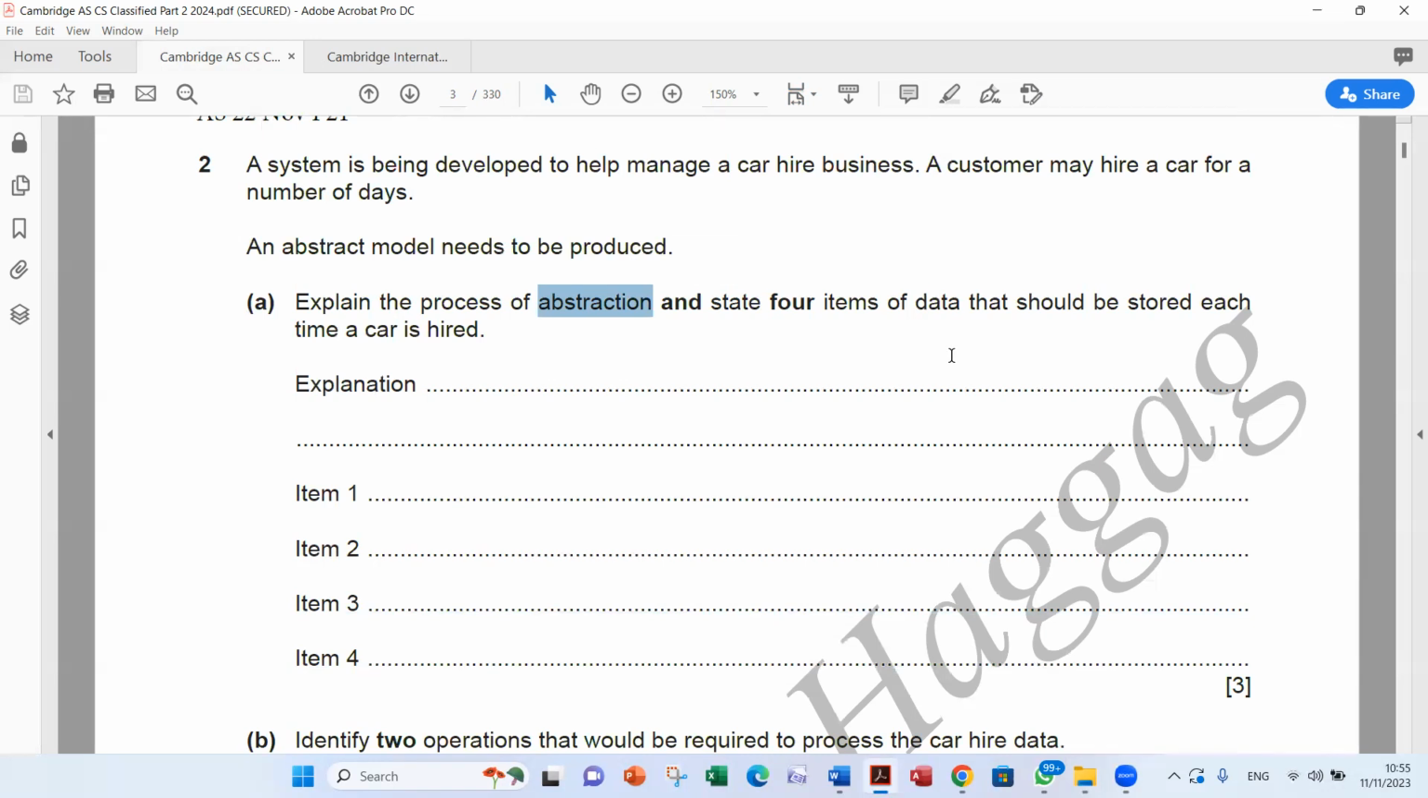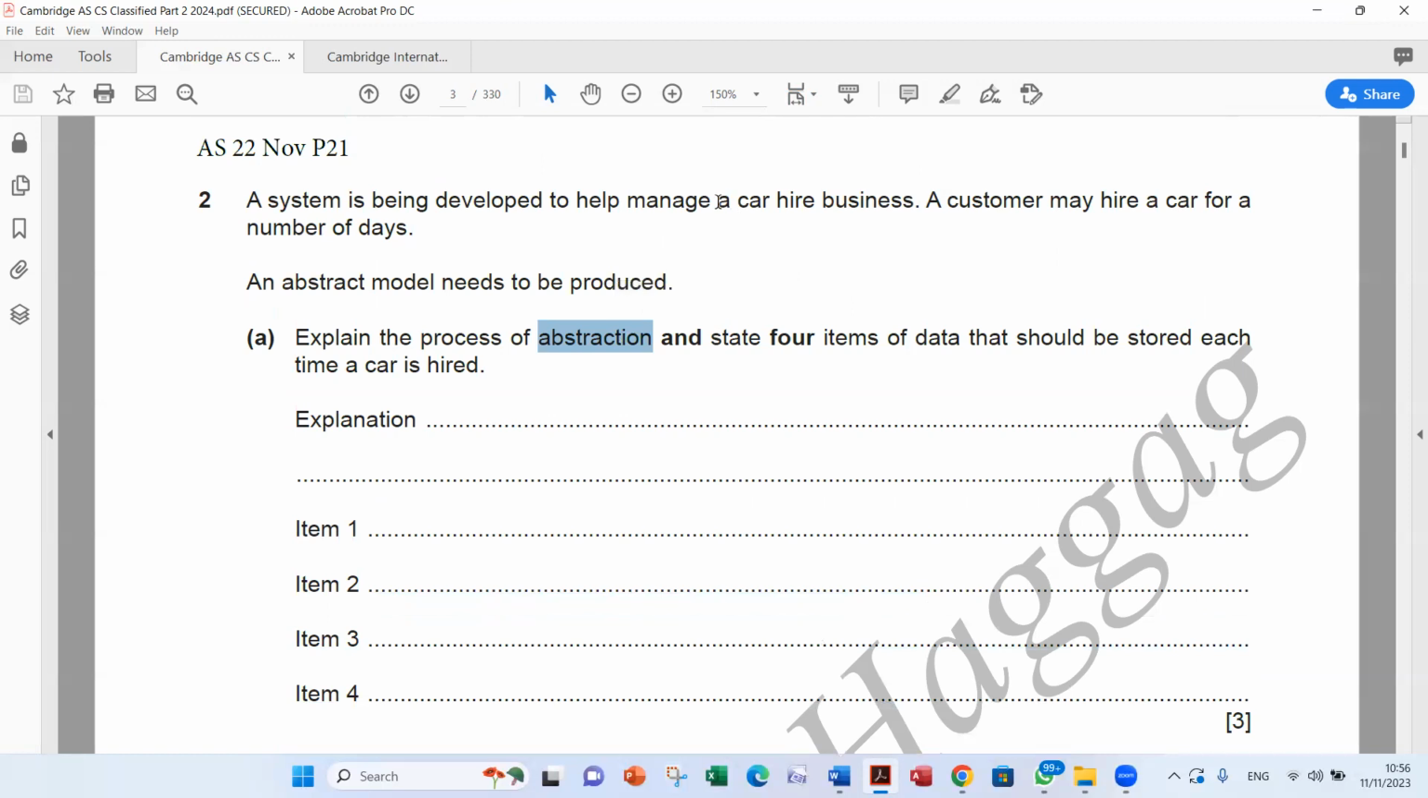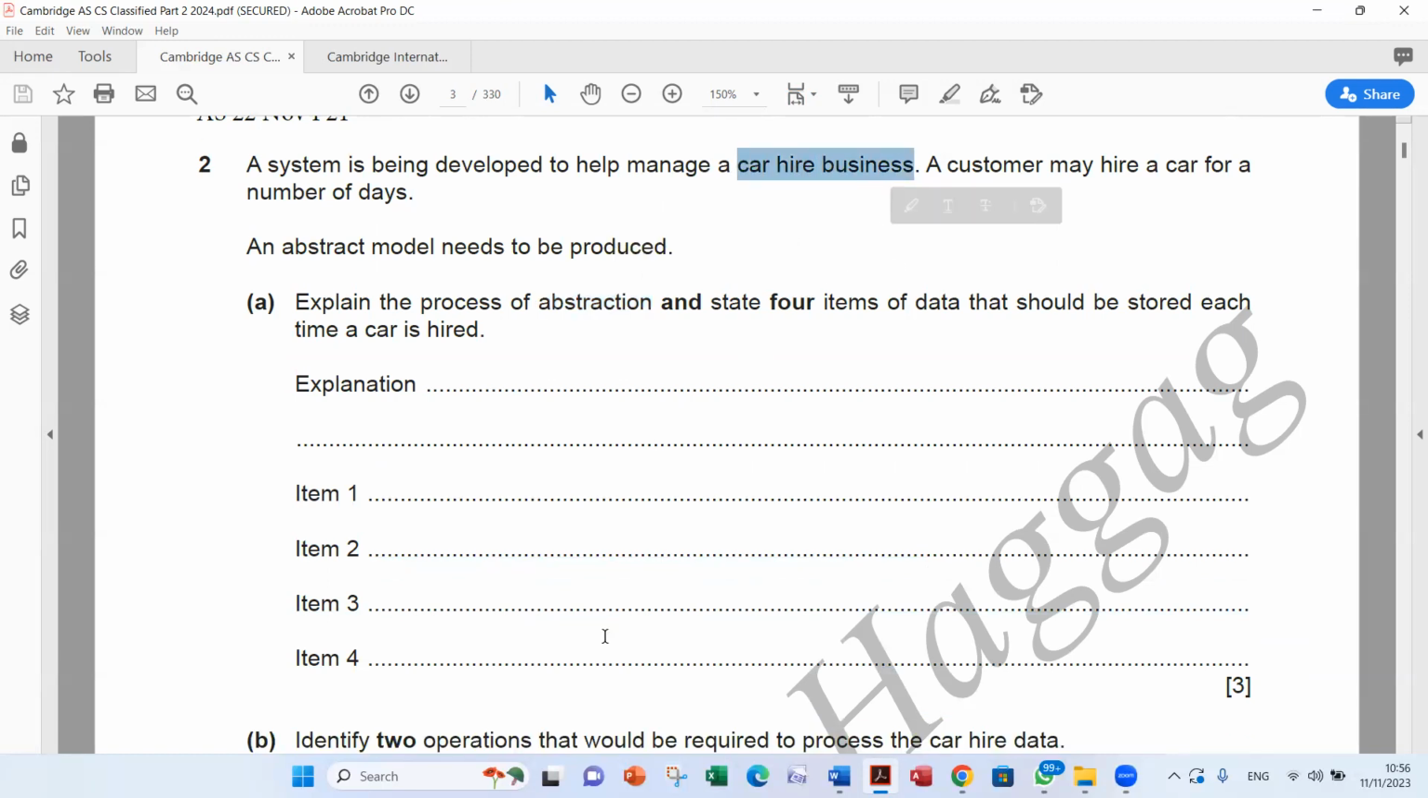Okay. So we like to state 4 items of data that should be stored for each time a car is hired. You are writing a program about hiring or renting cars. Okay, what data should you consider? We said that unnecessary data will be omitted. You explain this, this is the process of abstraction. Apply your skills in abstraction and give me 4 items of data that must be considered in a program to manage a car hire business.